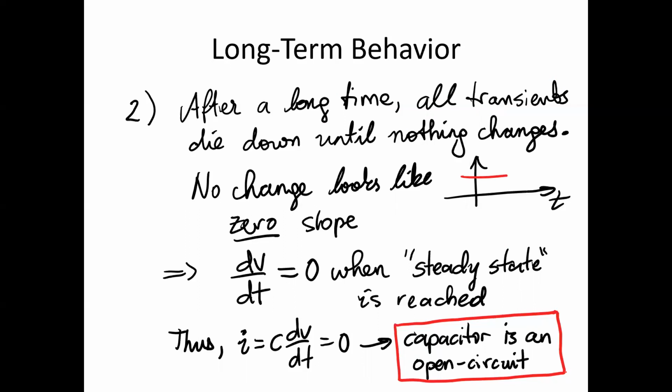If we look at what happens to the capacitor when we substitute the derivative of the voltage equal to 0, we can see that the capacitor current must be equal to 0. So when all of the transients have died down and the circuit is in steady state, the capacitor behaves like an open circuit. It will not pass any current through whatever branch it is on, but it can have a voltage across it.